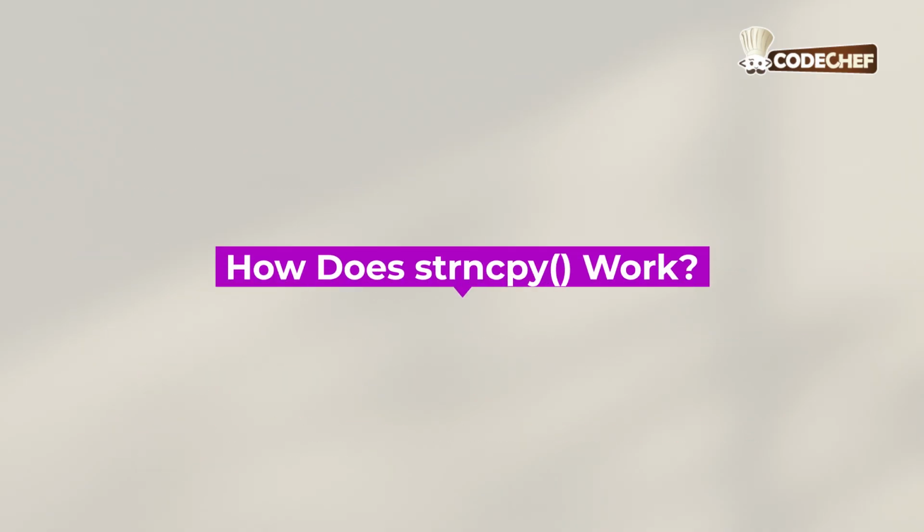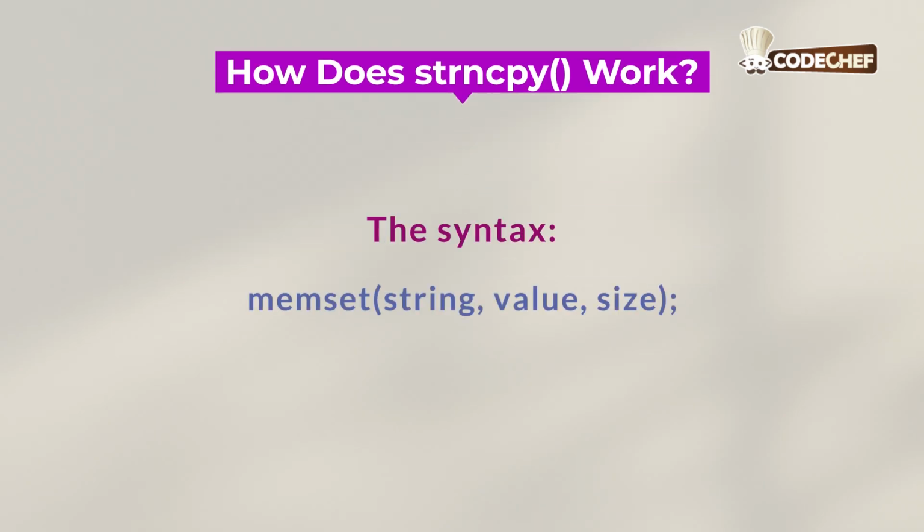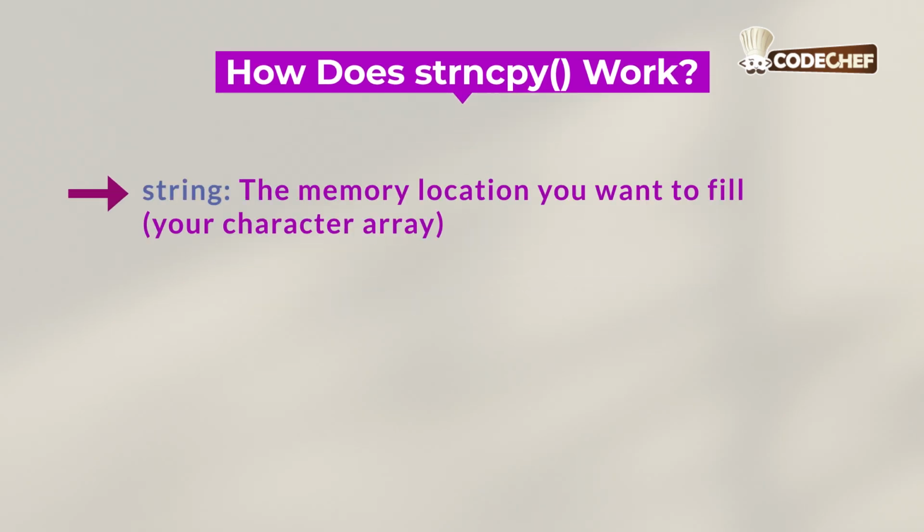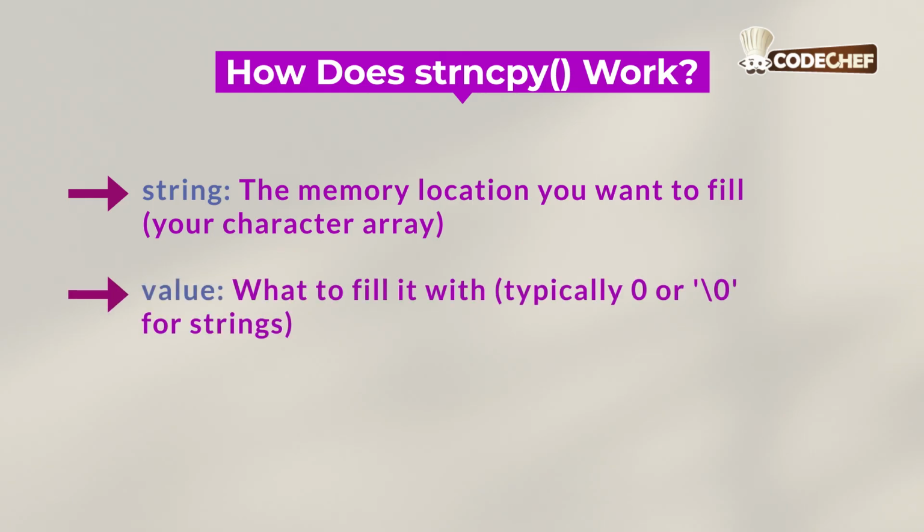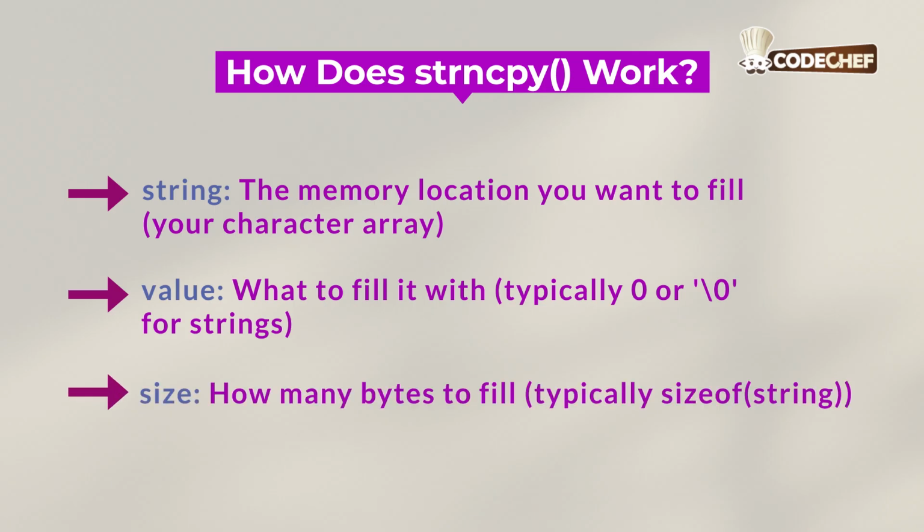Now, how does memset work? The syntax looks like this. String is the memory location you want to fill, your character array. Value is what you fill it with, typically 0 or the null terminator for strings. Size is how many bytes to fill, typically the size of the string.